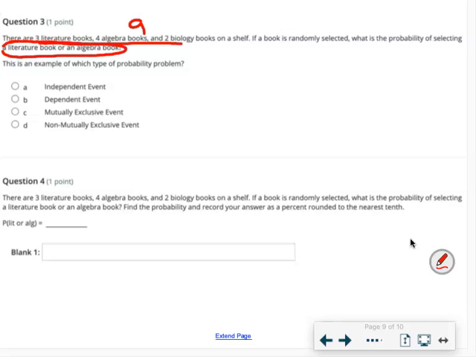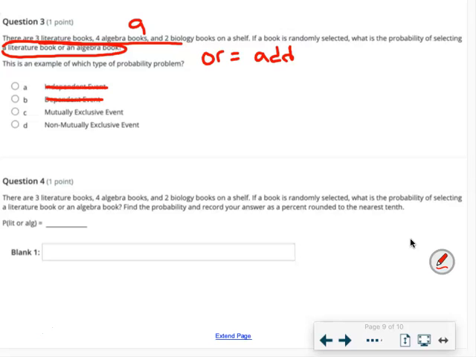So I see the word "or" means add. So when I have adding problems, I have to worry about whether they are mutually or non-mutually exclusive. So it can't be independent or dependent. That is for an "and" problem.